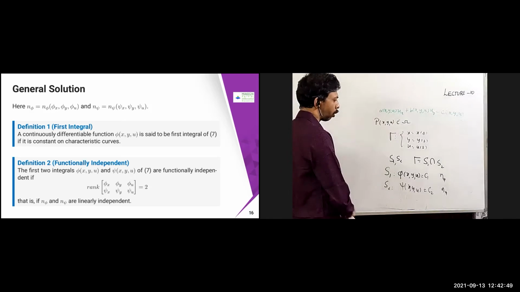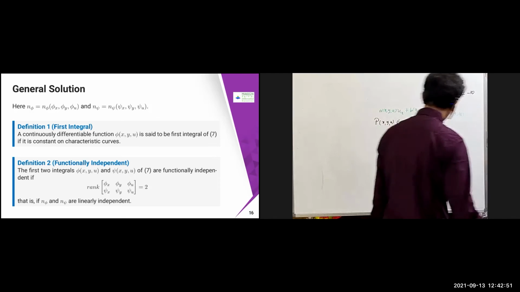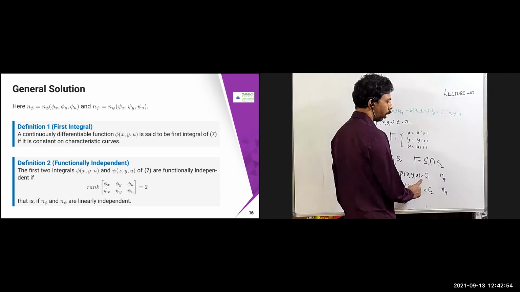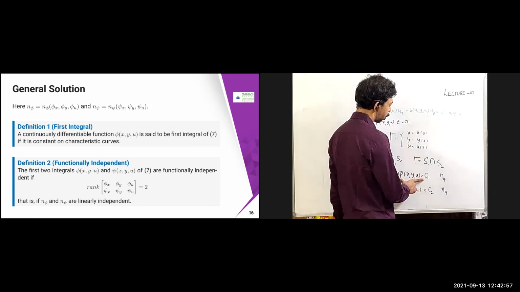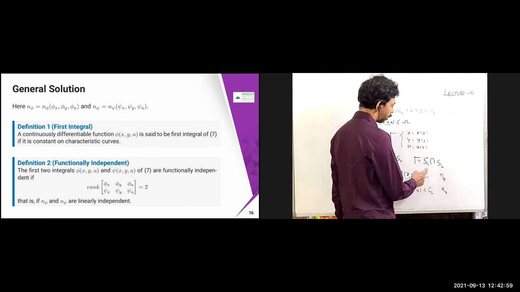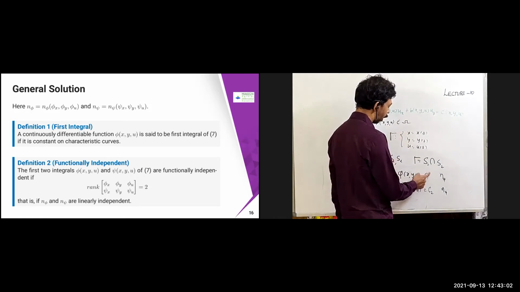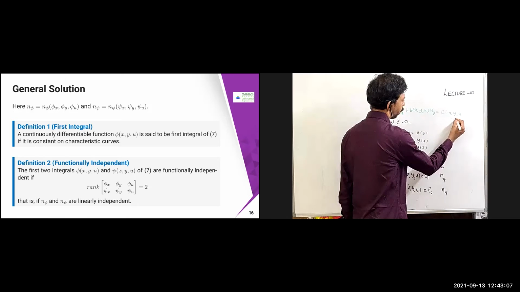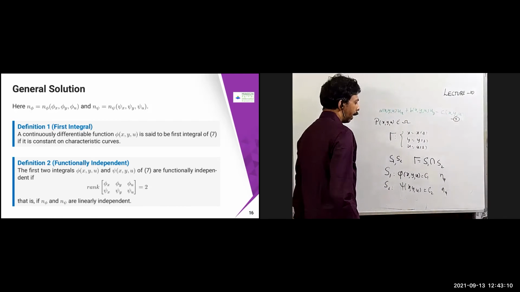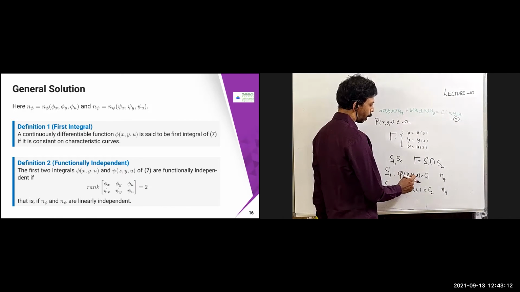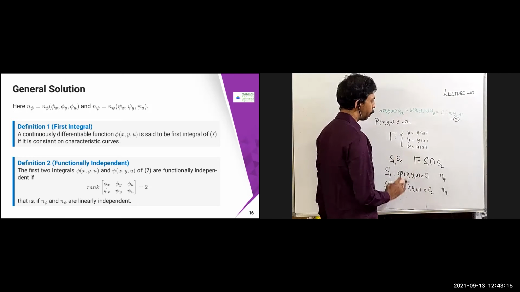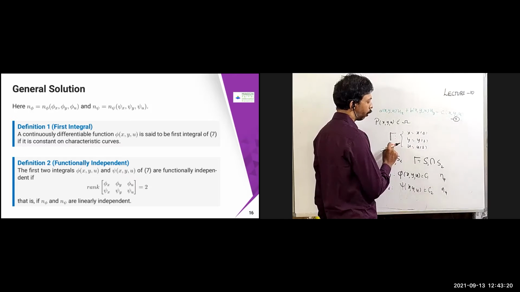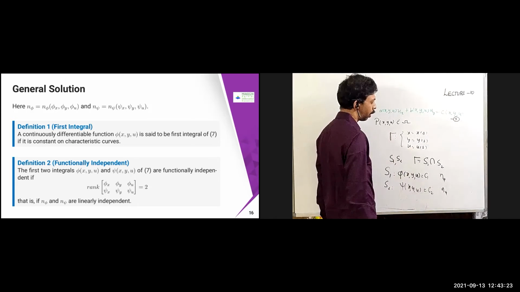A continuously differentiable function π(x, y, u) is said to be a first integral if it is constant along the characteristic curve. For this problem, let us say this is problem number 7, as I mentioned there, a continuously differentiable function π(x, y, u) = c1 is said to be a first integral of this equation if it is constant along the characteristic curve. This kind of integral is called a first integral.